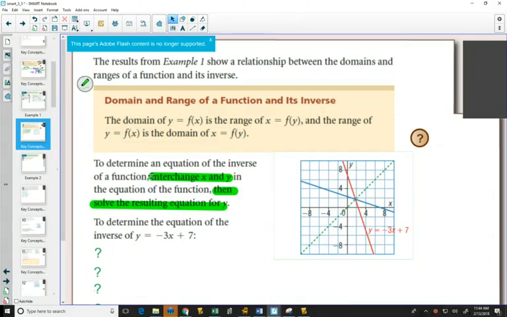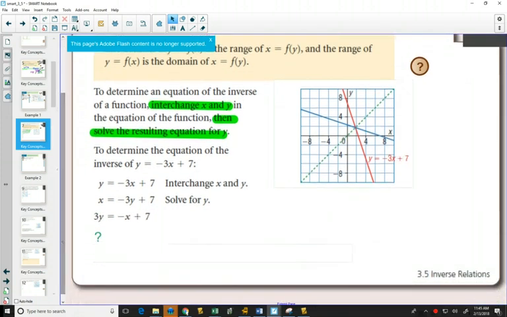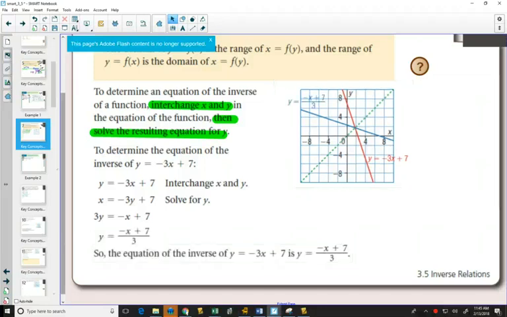So if I had this red graph, negative 3x plus 7, step 1, switch the x and y. Instead of having y equals negative 3x plus 7, I would have x equals negative 3y plus 7. After I've done that, now we just need to solve for y. This is our skill of rearranging this equation, just like we did at the getting started. Move the 7 over, divide by 3, and then we get the equation of the inverse.